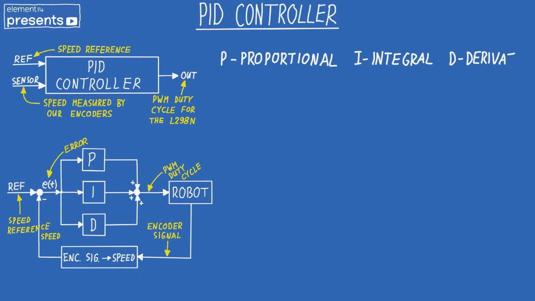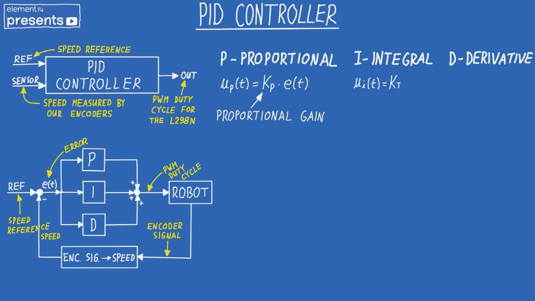So as I've said in the beginning, we have the proportional part, the integral part, and the derivative part. The proportional part is the simplest one. This part adjusts the output based on the gain and how far you are from the reference. So you can imagine if you want to go at 100 kilometers per hour and you're going 50, for example, you're gonna press the throttle more than if you were at 80.